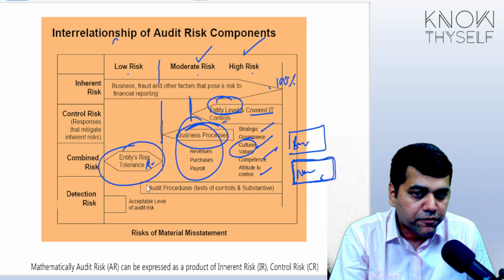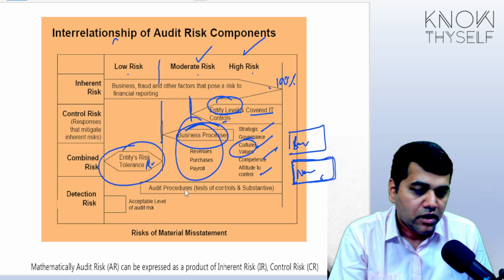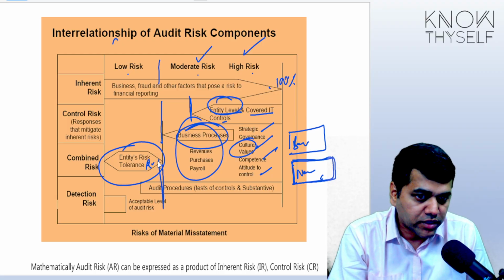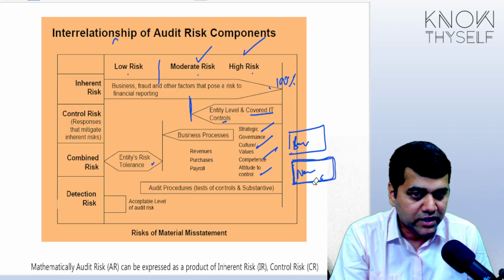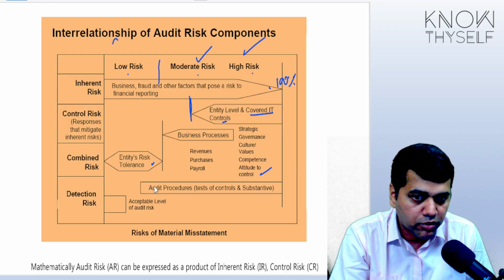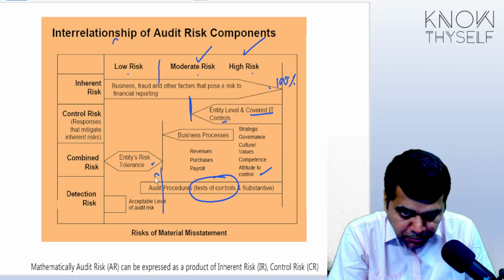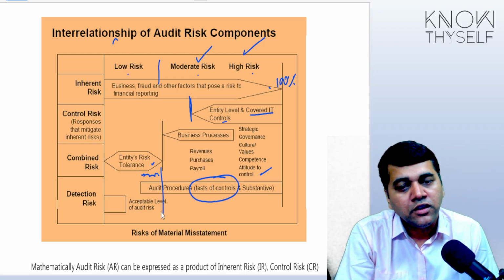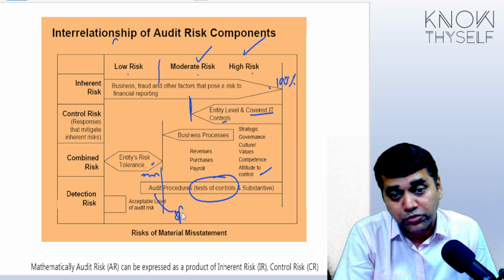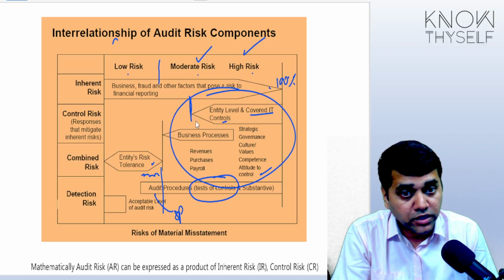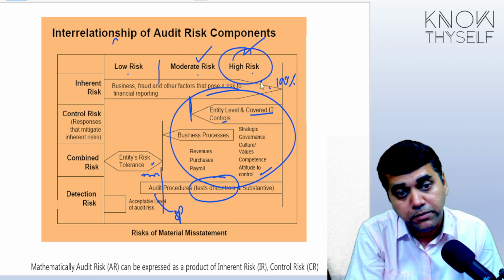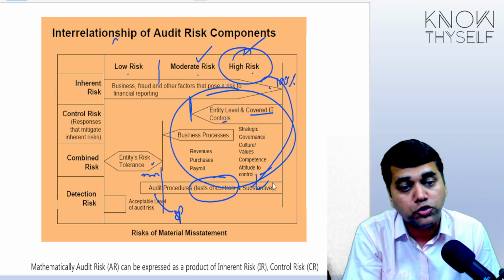Now, the auditor will perform the procedures. How? Up to here, you have got controls working in the organization. Up to here, you have got controls. So you will perform test of controls. But for this portion, there is no control only. So the auditor may decide to do substantive procedure. And up to here, if there is a very high risk, the auditor may decide not to do test of control, but to do substantive procedure.